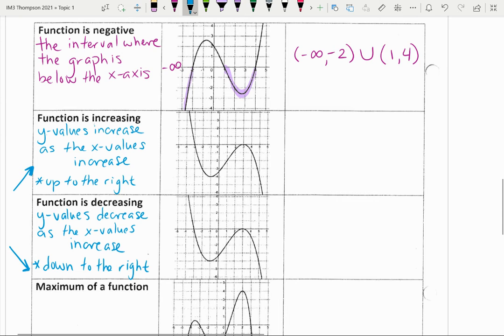So you can imagine like a little computer character, right? If they're walking on this path from the left to the right, they're going down, down, down, down, down, down, down, up, up, up, up, up, down, down, down, down, down. The up, up, up part is the increasing part. So my increasing would be from here to here.